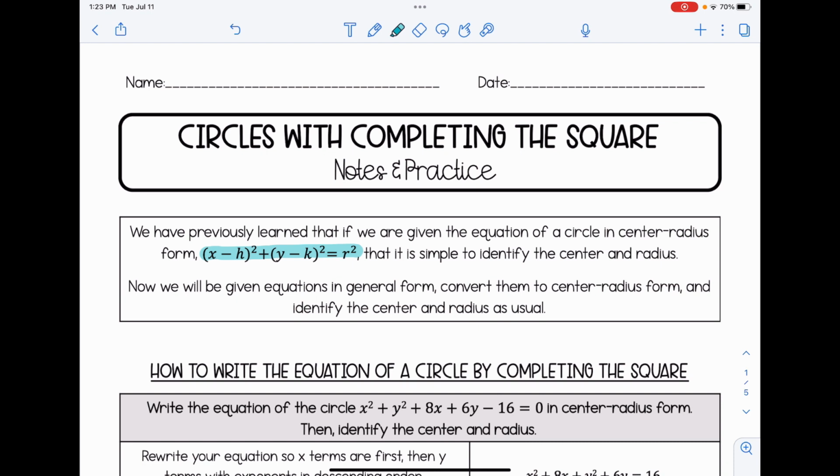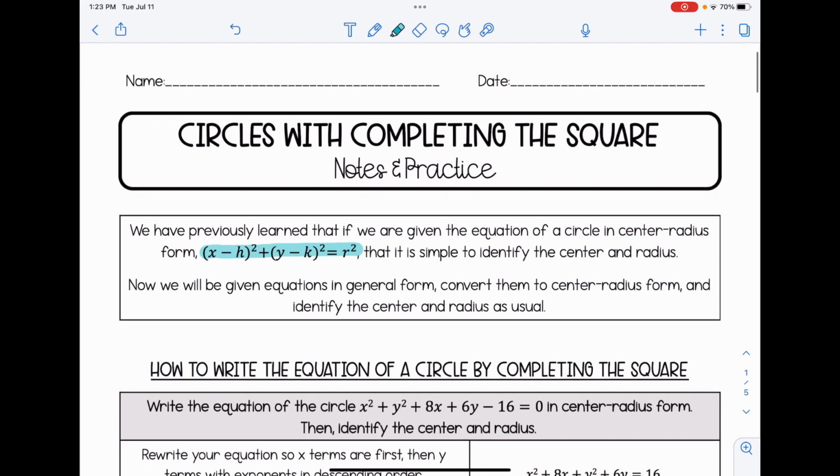If you need help with center radius, see the previous video in this playlist, where we go over that in more detail. In this video, though, we're going to be given equations in general form, convert them to center radius form through the process of completing the square, and we'll identify the center and radius as usual. So the first thing I'm going to do is show you a model problem.